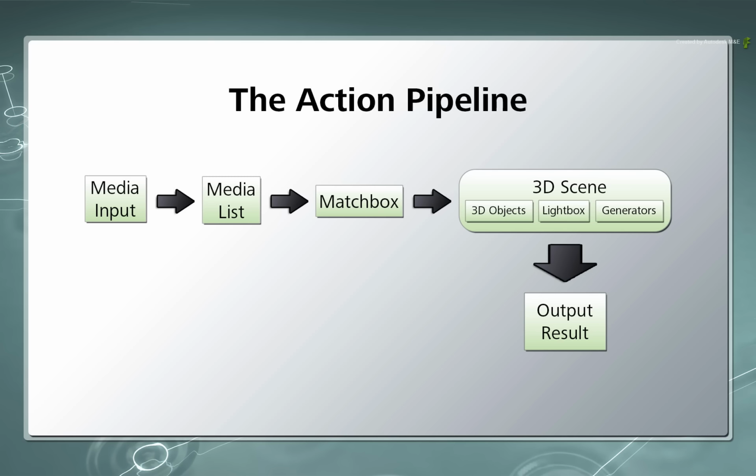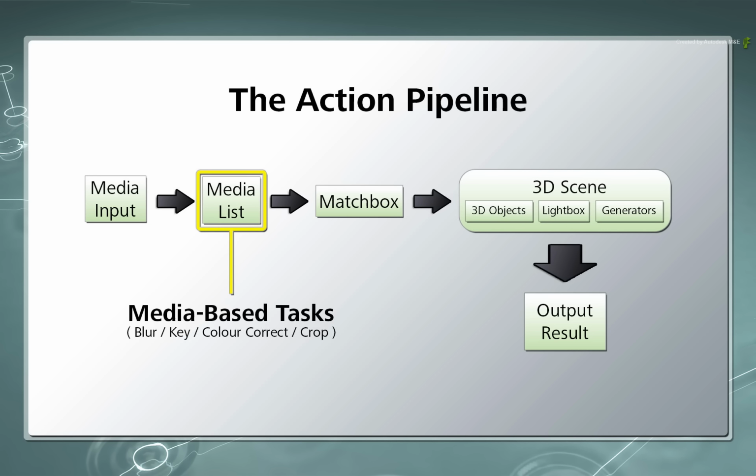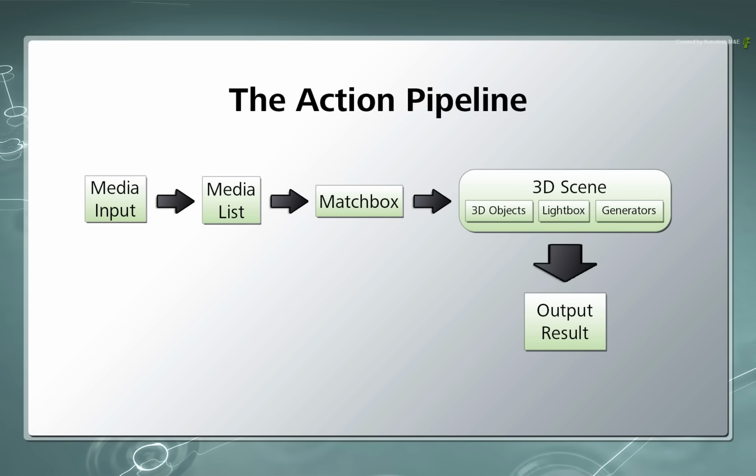But the media list is also the point in the action pipeline where you would perform media-based tasks to the images. For example, you would blur, color correct, or key an image prior to compositing the media in the 3D scene. You could also use a matchbox shader to further refine the image at the texture level before compositing in the 3D environment. But this happens after the media list in the action pipeline. The matchbox section will be covered in another video.